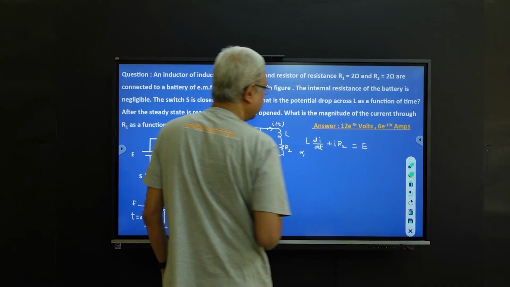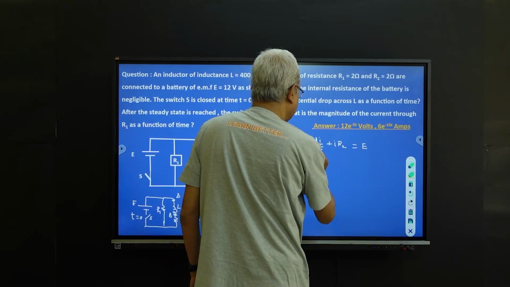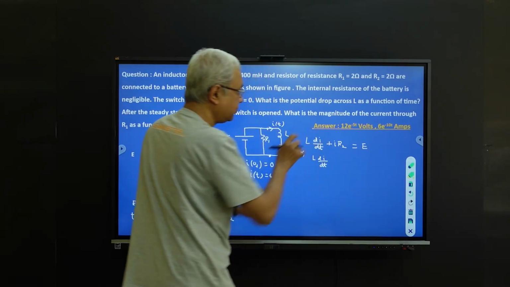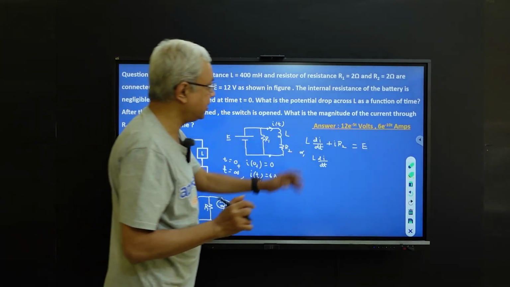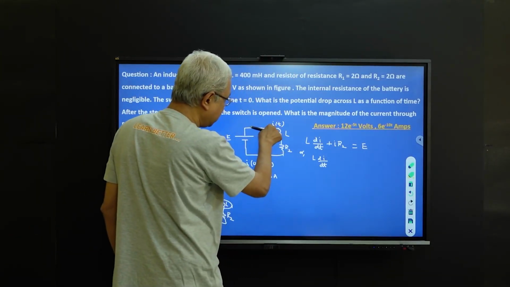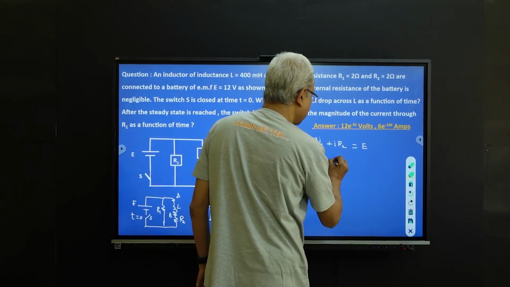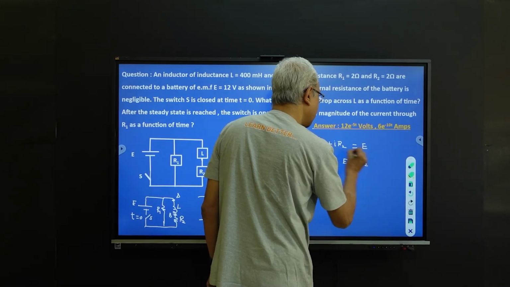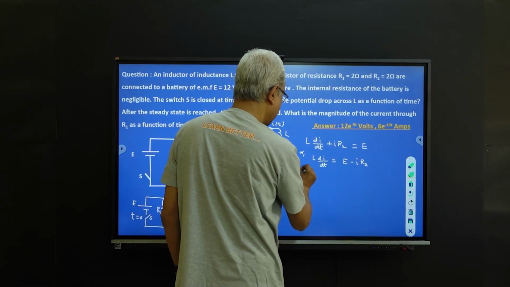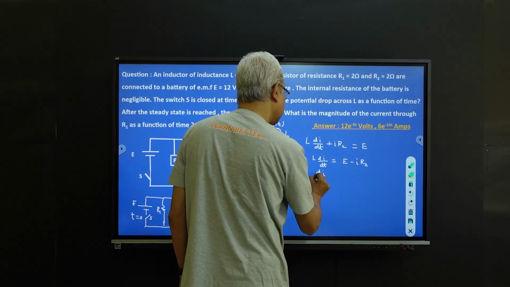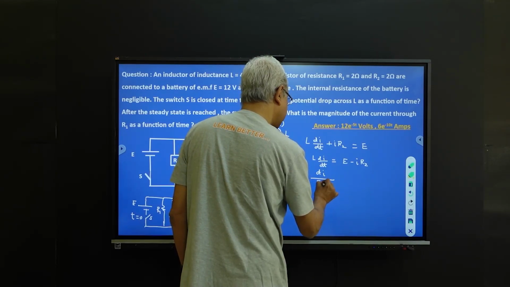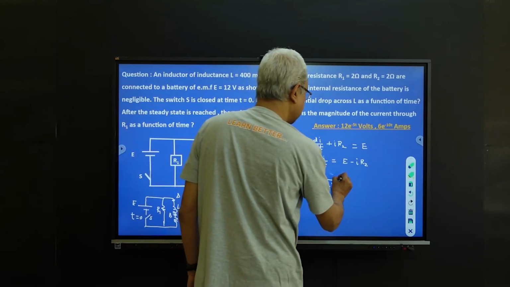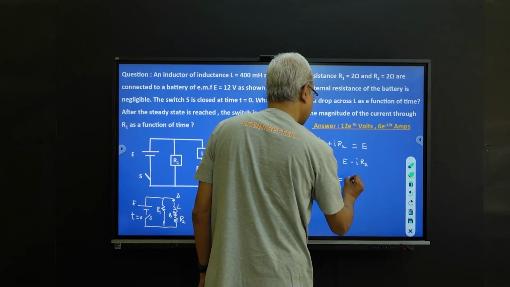Or what I can do, L di/dt, just try to follow. So this is the differential equation involving I and t. I is the current through this branch of the circuit, L di/dt is equal to E minus I R2, or di divided by E minus I R2 equal to dt divided by L.